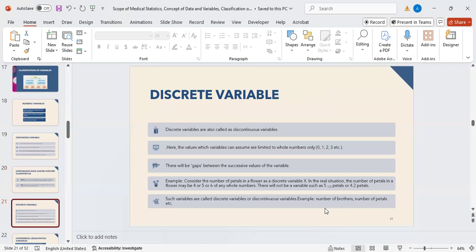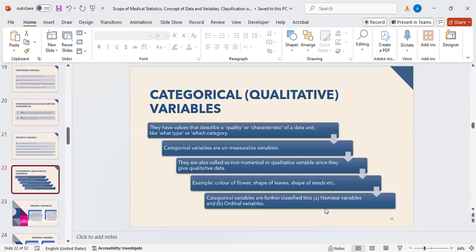For example, consider the number of petals in a flower as a discrete variable x. In a real situation, the number of petals in a flower may be 4 or 5 or 6, any whole number. There will not be a value such as 5.5 petals or 4.2 petals. Such variables are called discrete variables or discontinuous variables. Examples: number of brothers, number of petals, etc.